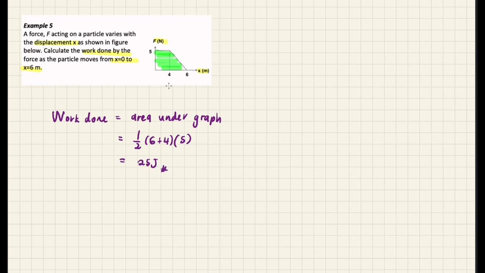Very straightforward. So remember, if you're given a graph, F against displacement, F against distance, we can find the area under the graph to calculate the work done. So that's all for 5.1 work. So that's for example 1 until example 5. Thank you.